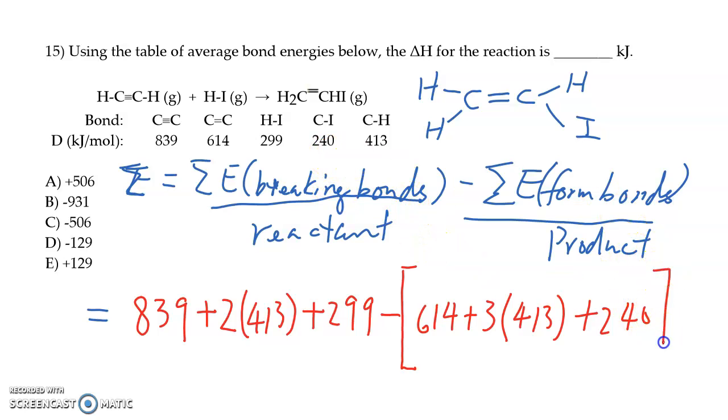All right, so let's use my calculator. It will be 839 plus 2 times 413 plus 299 minus, remember to put the parentheses, 614 plus 3 times 413 plus 240. So from my calculator, what I get is negative 129. The unit will be kilojoules per mole. So this will be the correct answer.